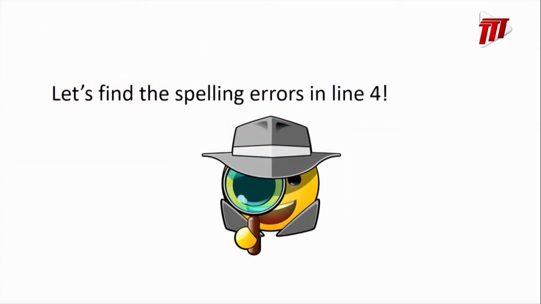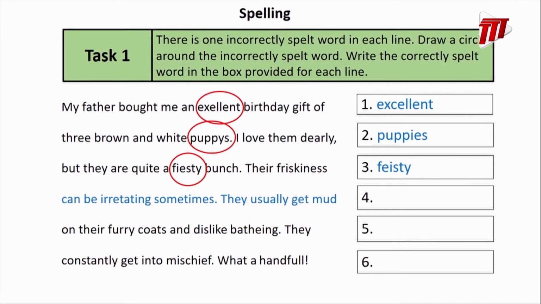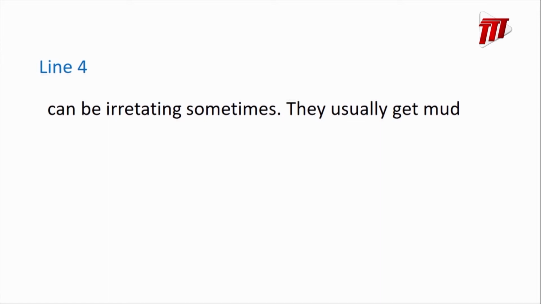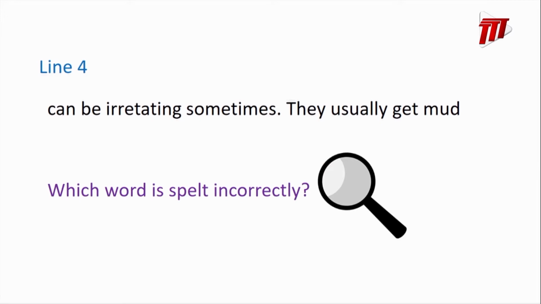Let's find the error in line 4. Their friskiness can be irritating sometimes. Remember, when you say the word out in your mind as well, you might not be able to say it out loud in the exam room, but when you say it in your mind and you realize how it is being said, something is wrong with the word, right? There's a letter that's wrongly put there. So right away, you know what the incorrectly spelled word is in the sentence.